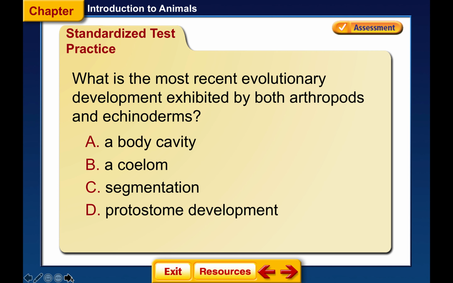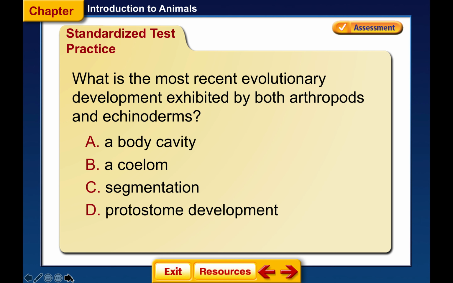All right, what is the most recent evolutionary development exhibited by both arthropods and echinoderms? Now, we really haven't talked about arthropods and echinoderms, but arthropods are going to be crayfish, lobster, and insects. Octopus is not in there. So those are our arthropods. Our echinoderms are going to be our starfish and our sea urchins.